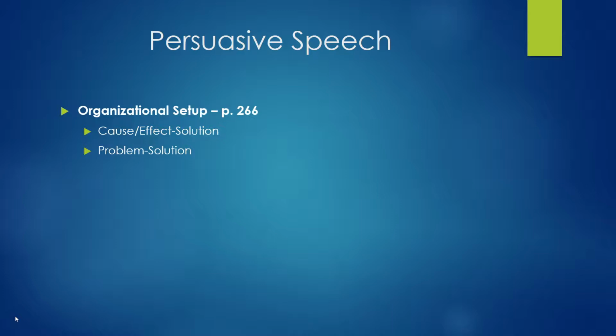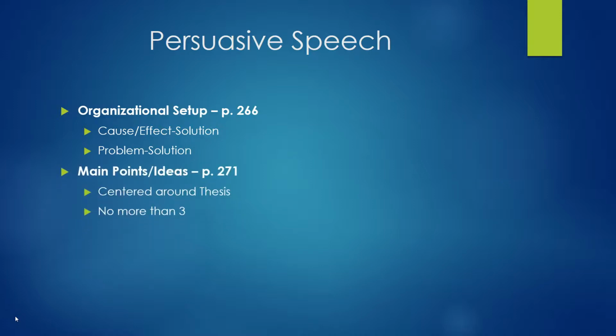So you're typically going to stick to one of two organizational patterns: cause, effect, solution, and problem solution. Both of these are outlined heavily on page 266 of your textbook, as well as in the previous video.